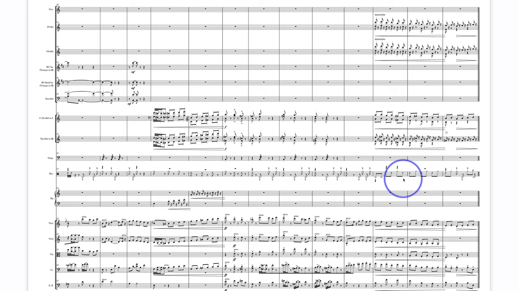So anyhow, but just really enjoyed the heck out of this. So on to the next score.